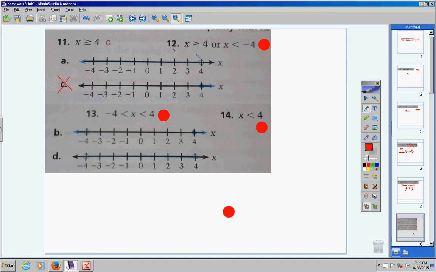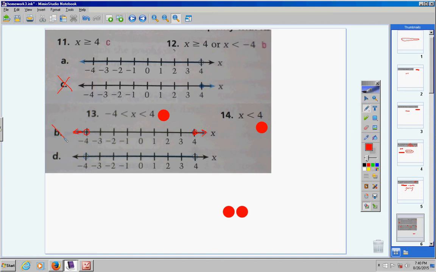Now number 12. Okay, this is or. It's a disjunction, so you're looking for a graph that goes one direction to the left and the other direction to the right. So here we go. Let's see what we have here. Looks like letter B would be the one because x is greater than or equal to 4. So we have it colored in, going to the right. And then x is less than -4. It's not colored in, which is good. And going to the left, less than -4. So number 12 would be B.